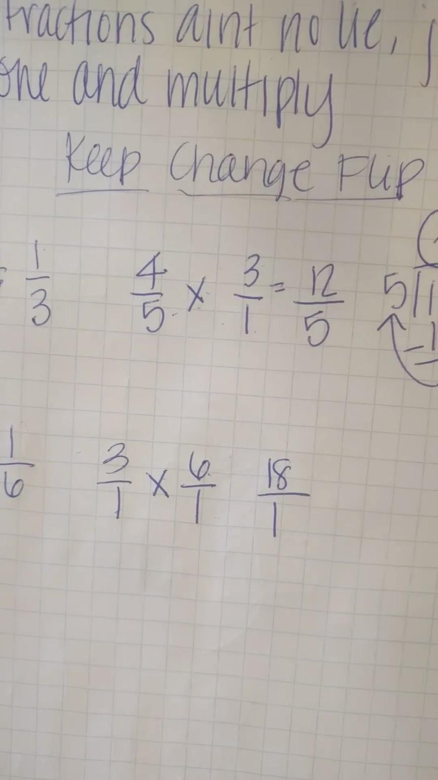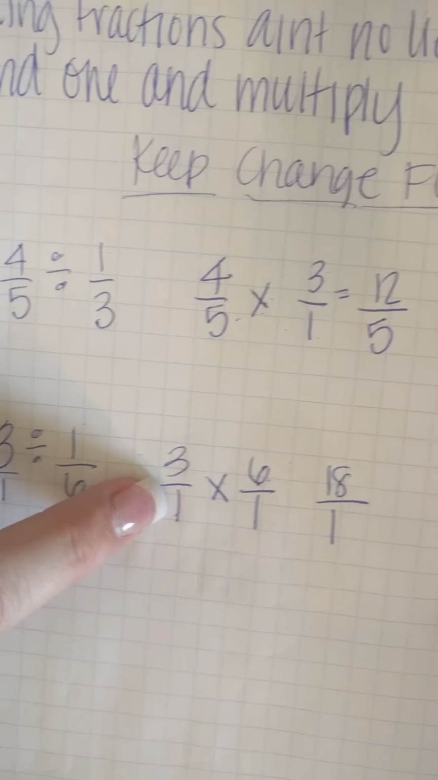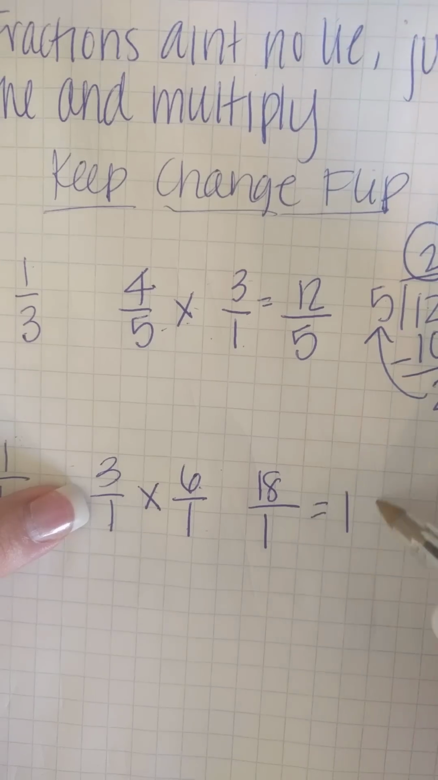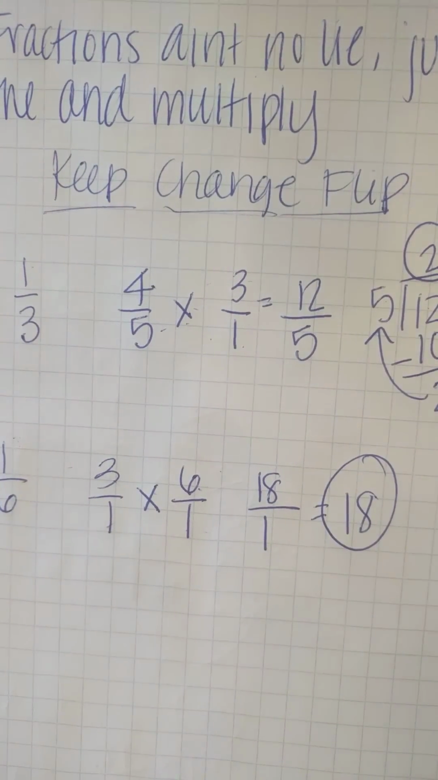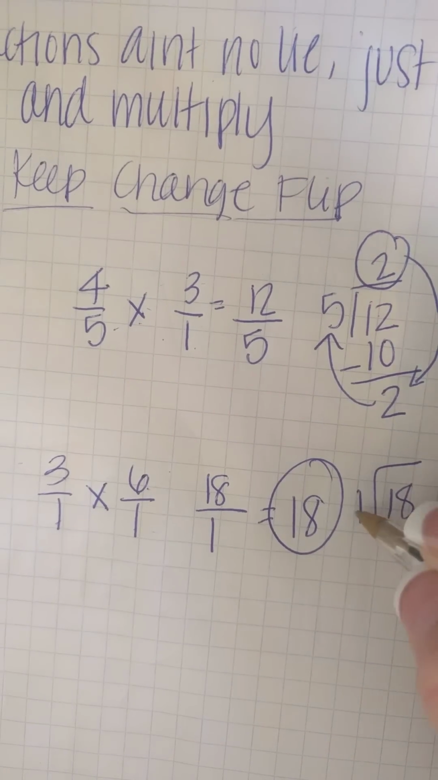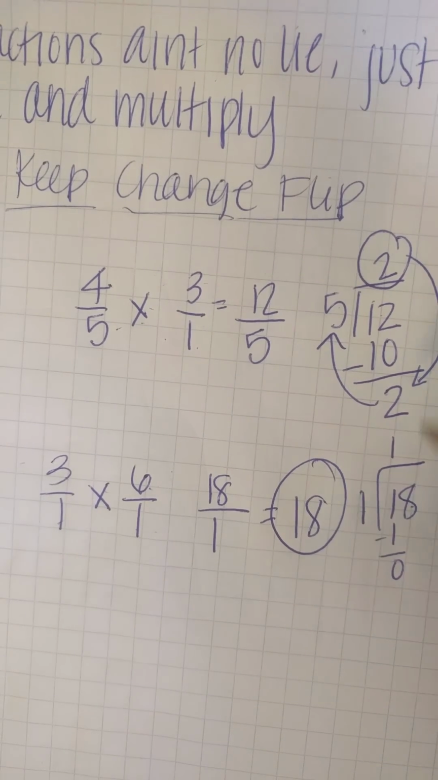Well, I know to write a whole number as a fraction, I just put a 1 under it. So 18 over 1 is really the whole number, 18. And if you were to do your dividing, 1 goes into 1 one time. 1 goes into 18, or I'm sorry, 8 times.